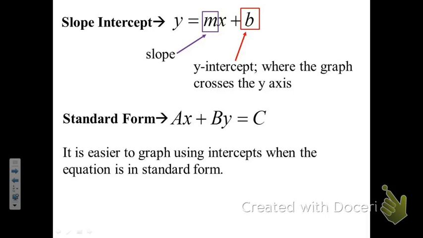Standard form is another form that we're going to look at today. You did use it last year, ax plus by equals c. And I'm showing this equation to you because it is a lot easier to graph using the intercepts when the equation is in standard form. There's a lot less work that has to be done.